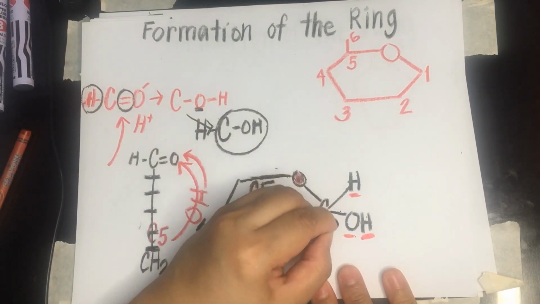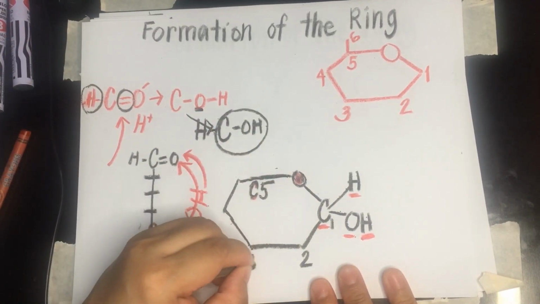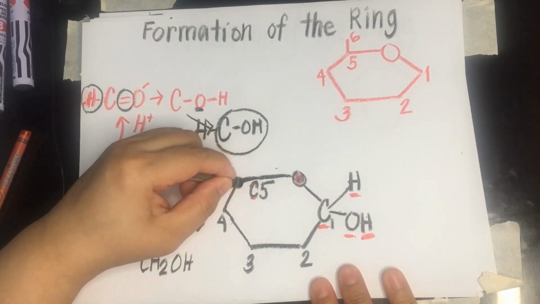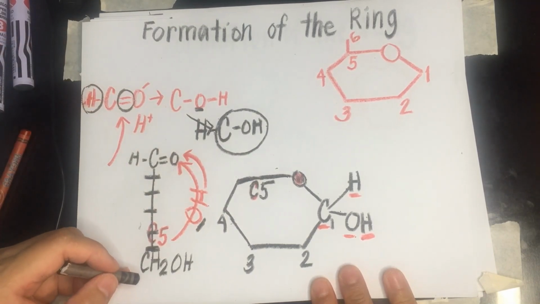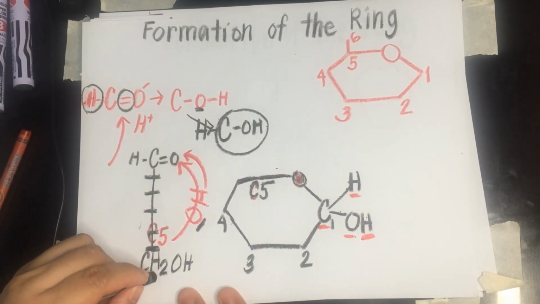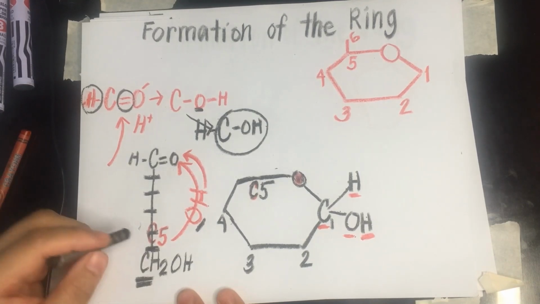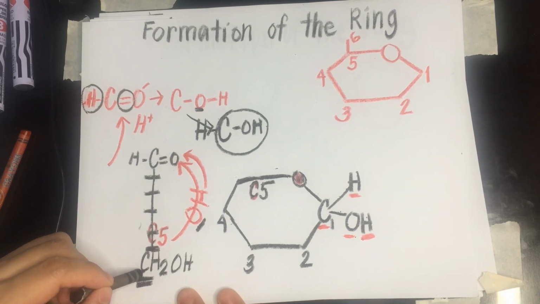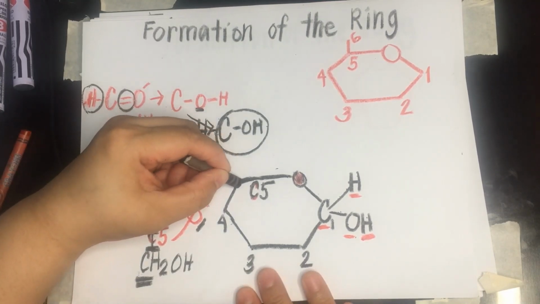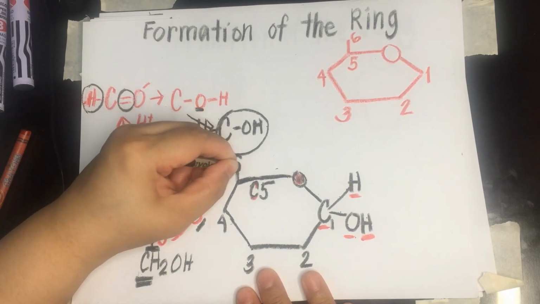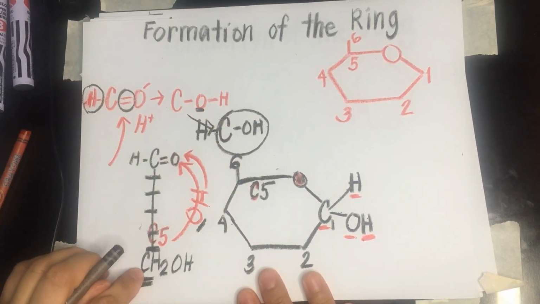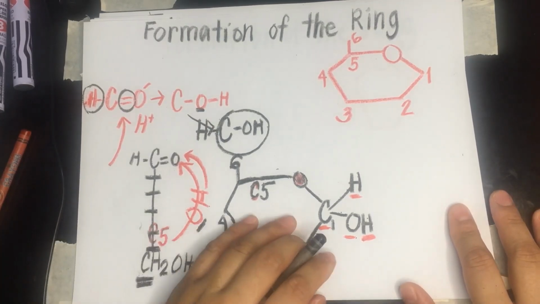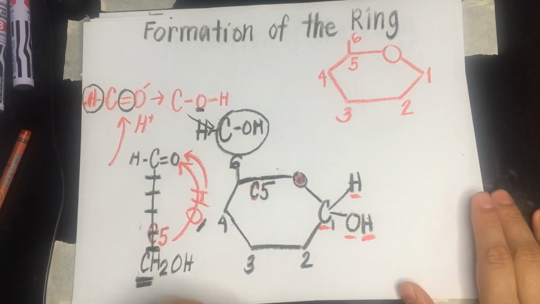So, we have carbon number 1, carbon number 2, 3, 4, carbon number 5. Okay? So, this is your carbon number 5. Go back to our Fischer projection. You will see on the Fischer projection, after carbon number 5, there is an alcohol, and this is your CH2OH. So, therefore, we are going to place it as number 6 because of the terminal alcohol. This is the formation of the ring for the pyranose.